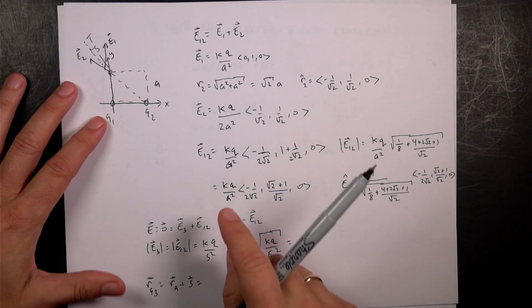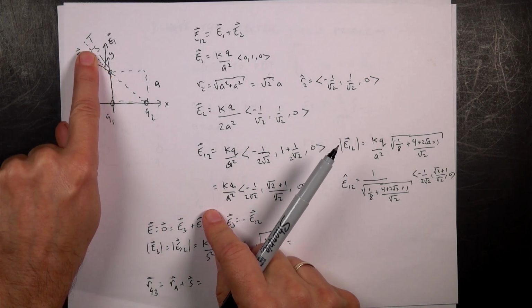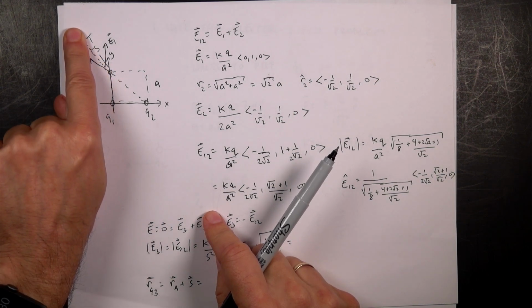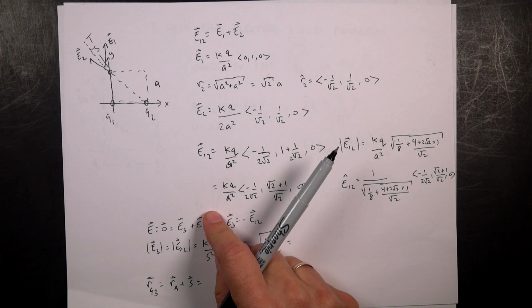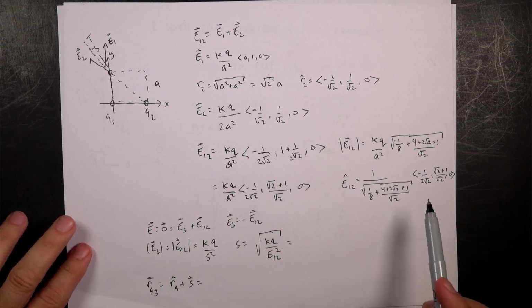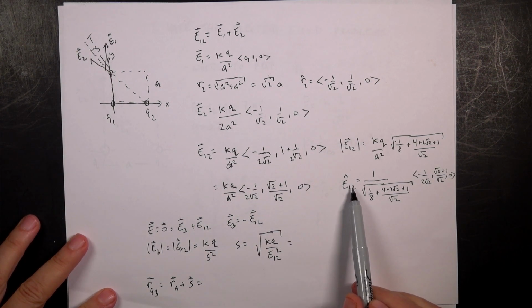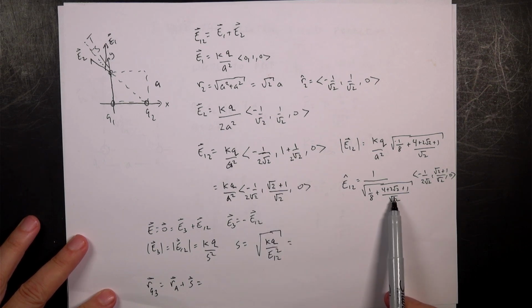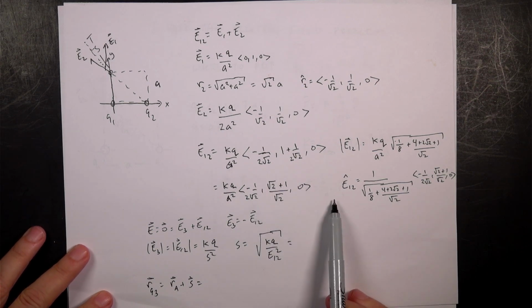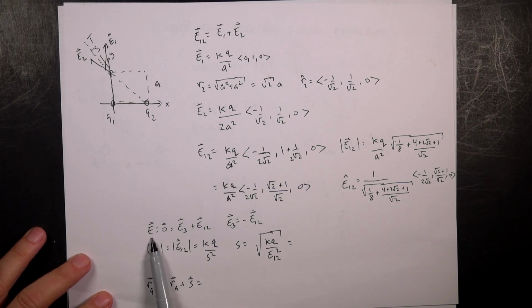Now, if I want to find the location of the charge, it's going to be in the same direction as E12 from A, right? So I need to know that direction. So that's where I get this E12 hat. I just take this is my vector. I have to normalize that, and I divide it by the square root of that value, and that's what I get. And then I want to say E is E3 plus E12.